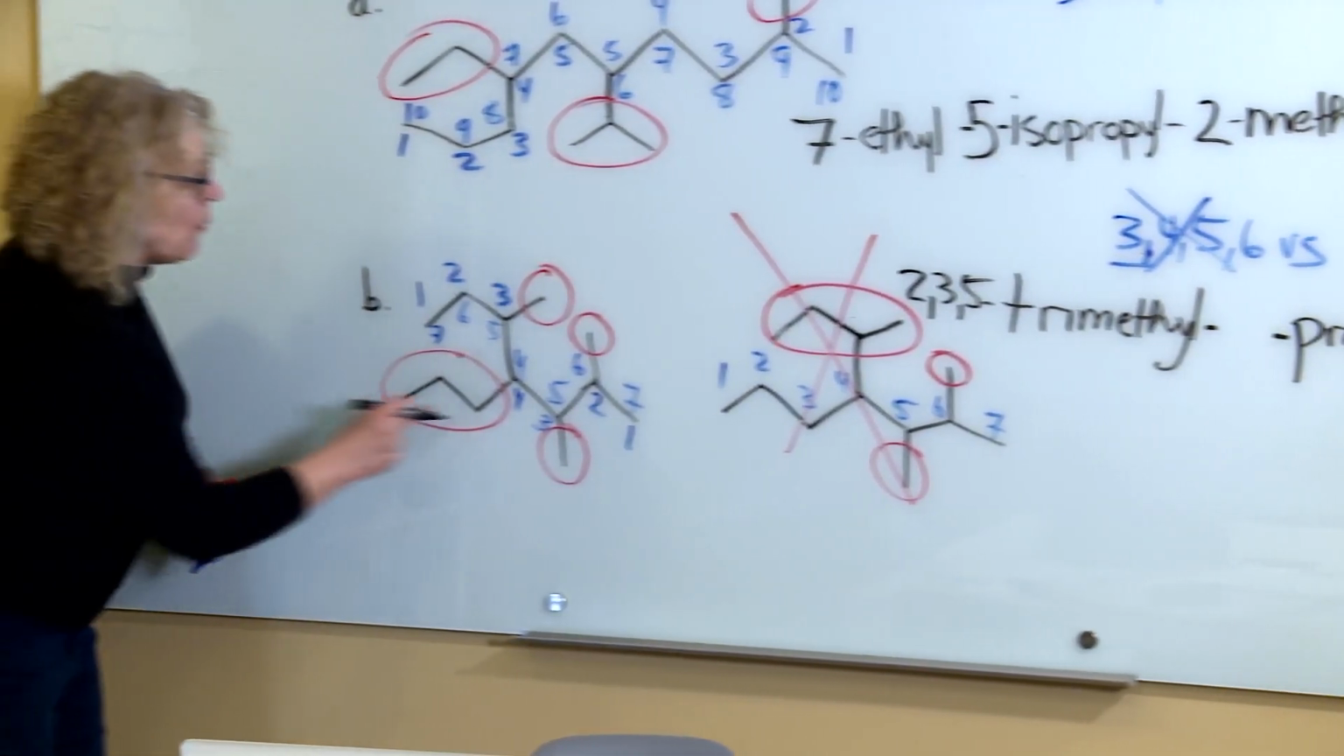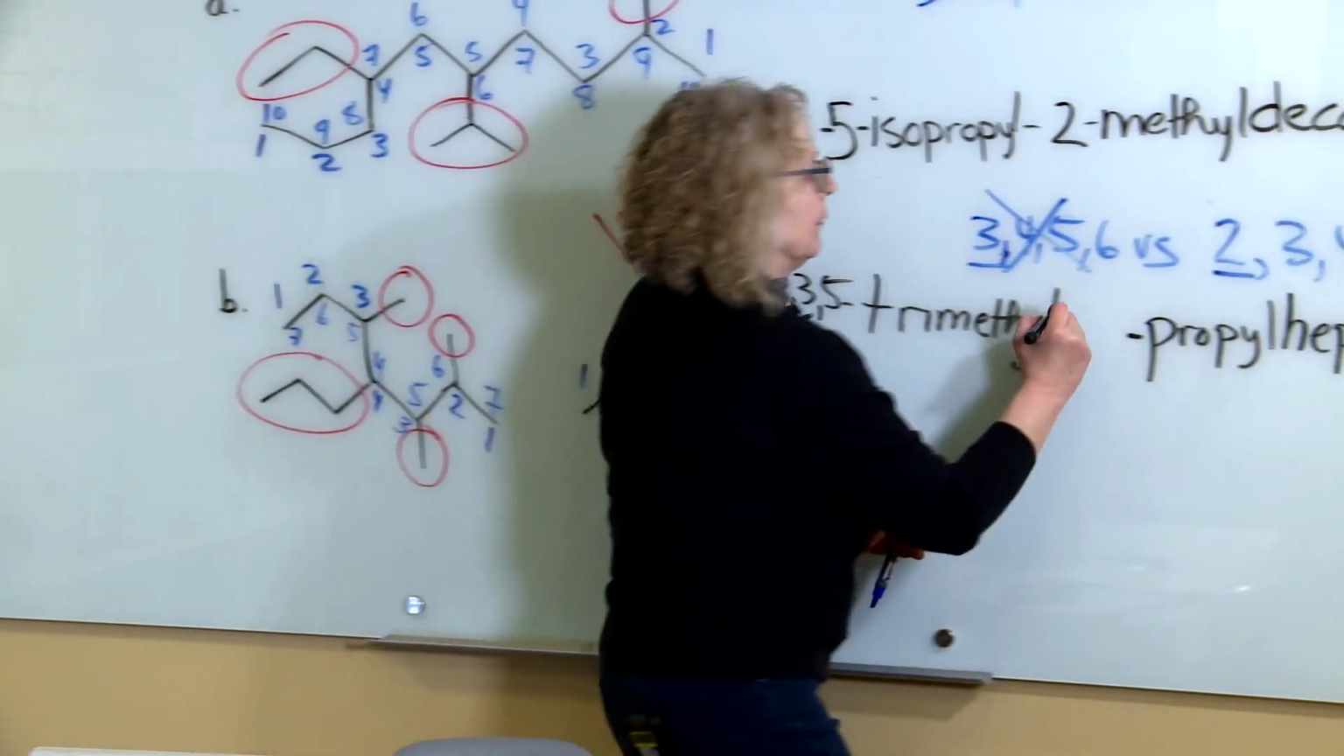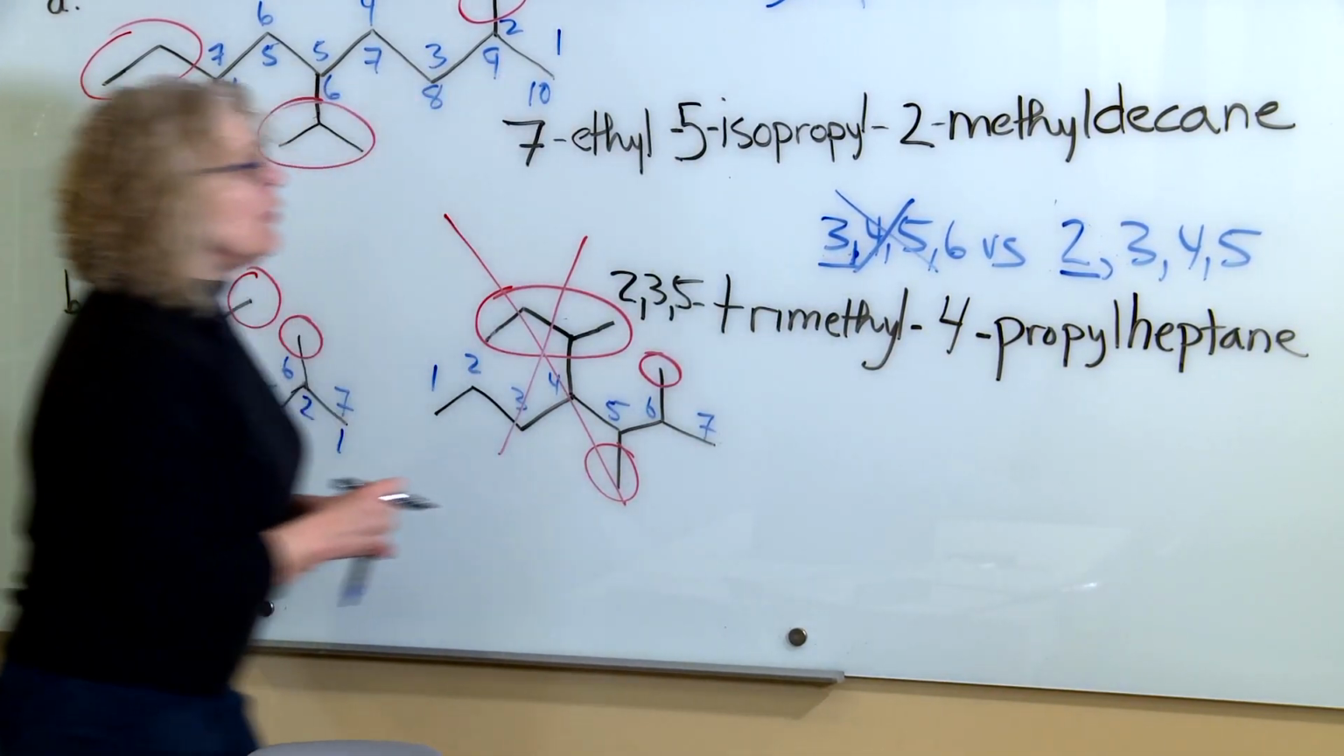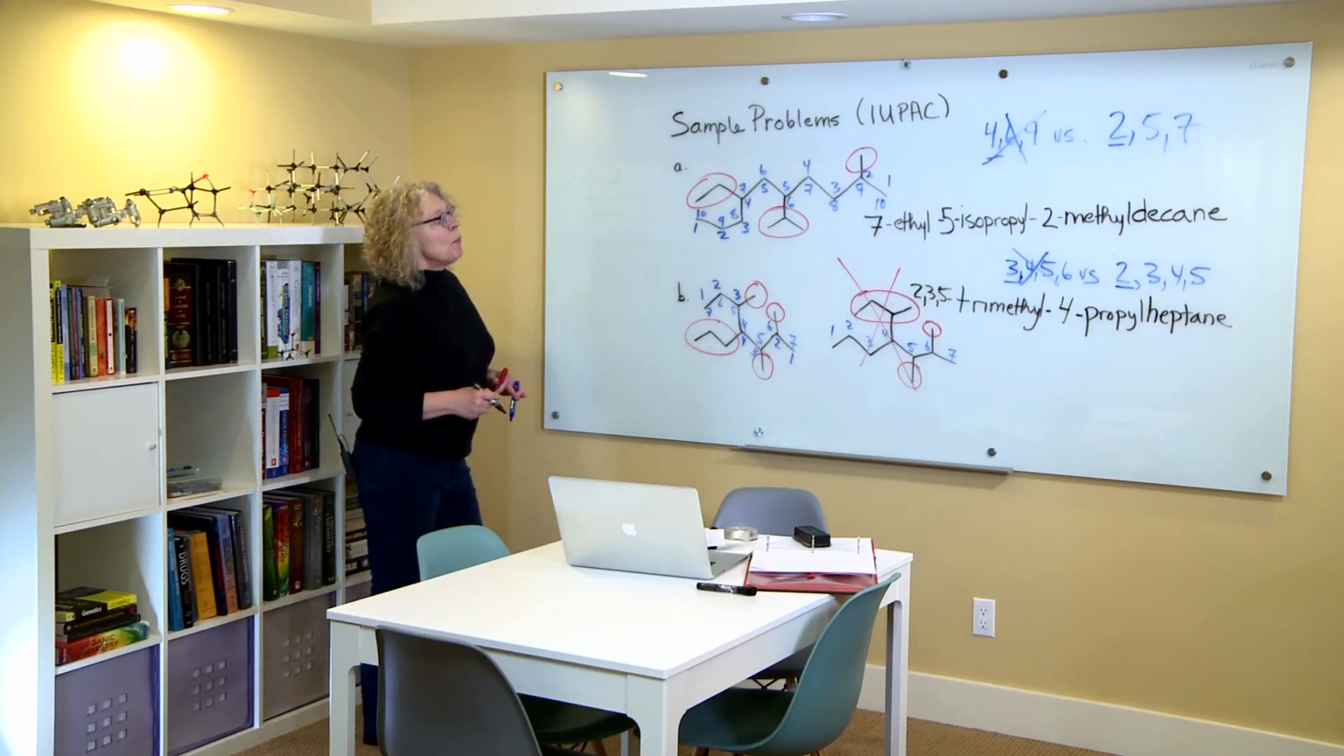And the propyl group is at 4. So this is a 2,3,5-trimethyl-4-propylheptane.